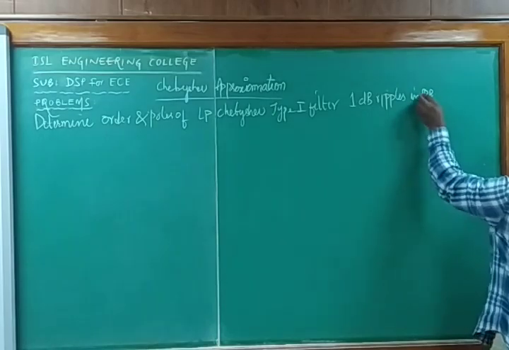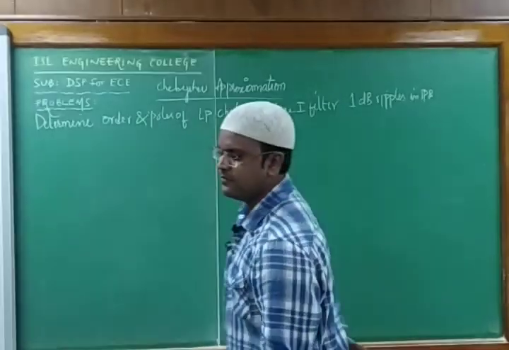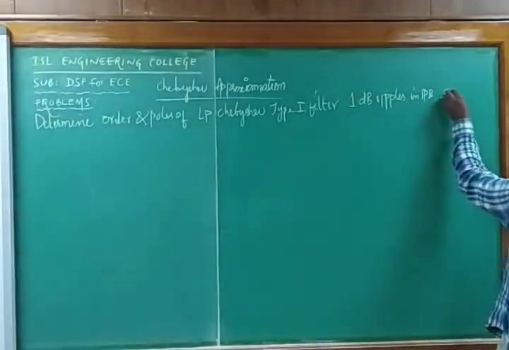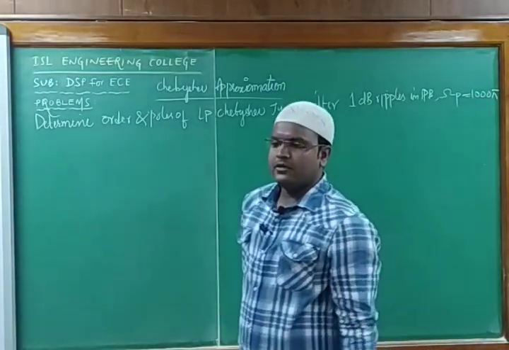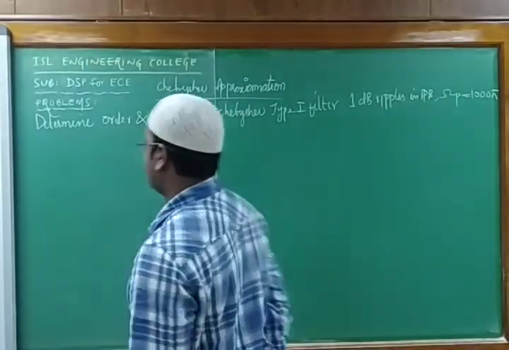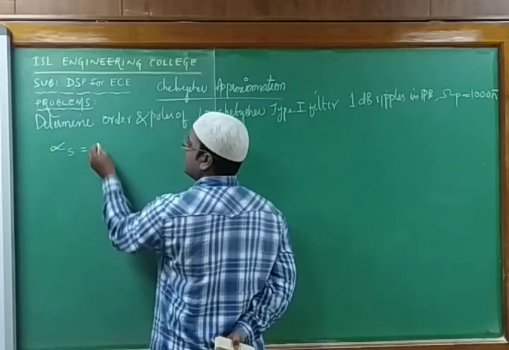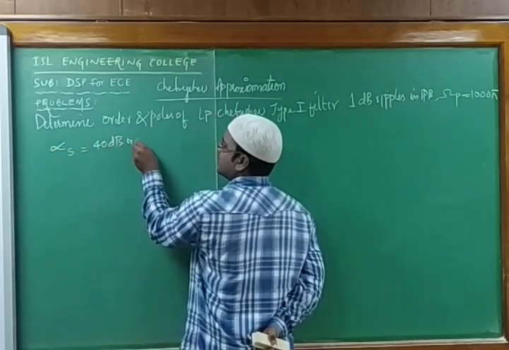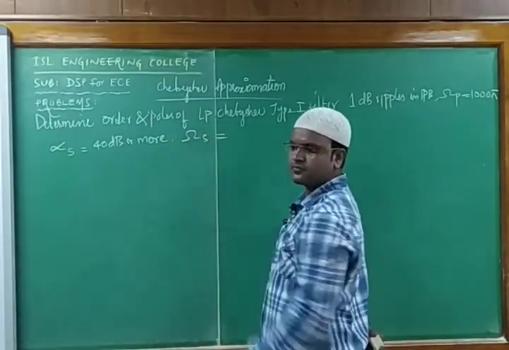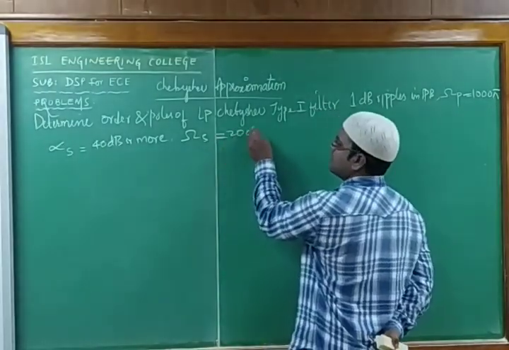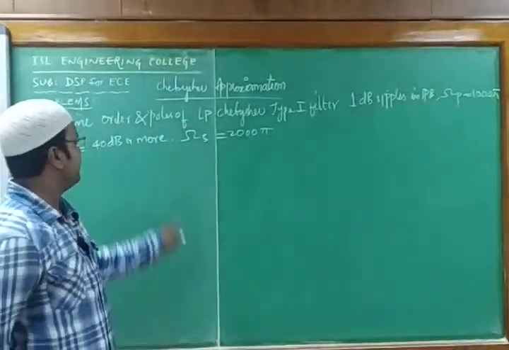So they give passband ripple of 1 dB. That means attenuation in the passband is 1 dB and the frequency omega p is 1000 pi. They also gave a stop band attenuation alpha s of 40 dB or more, so we use 40 dB with a frequency omega s equal to 2000 pi. These are the specifications given in the question. They asked to find the order and poles of the filter.